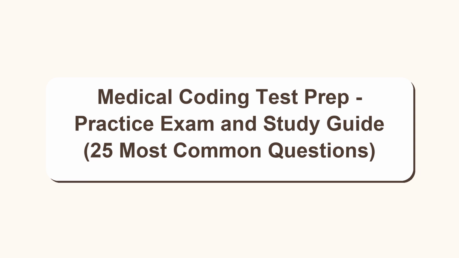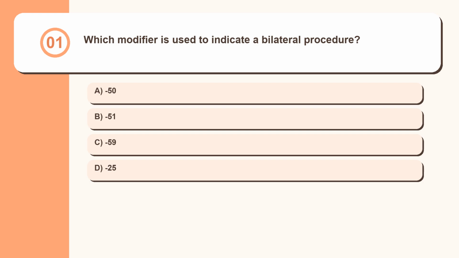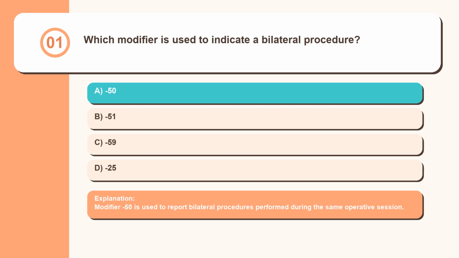Medical Coding Test Prep Practice Exam and Study Guide, 25 Most Common Questions. Question 1. Which modifier is used to indicate a bilateral procedure? -50, -51, -59, -25. Modifier -50 is used to report bilateral procedures performed during the same operative session.